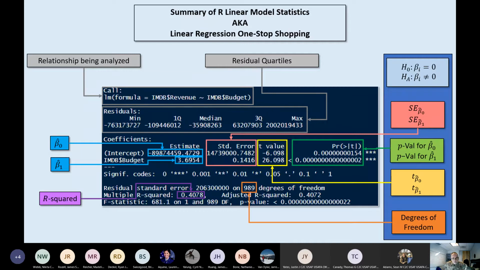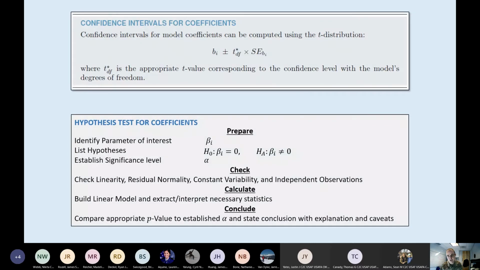Okay, so this should not be too excitingly new to you guys. You guys have seen versions of these throughout the entire semester. We've been doing confidence intervals and hypothesis tests forever. In this case, we're just doing them for coefficients, right? For the coefficients of our linear model here, right?